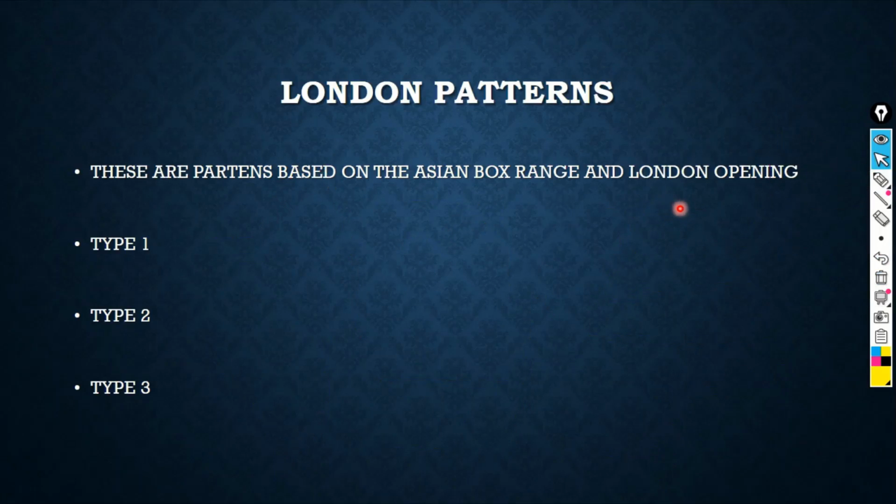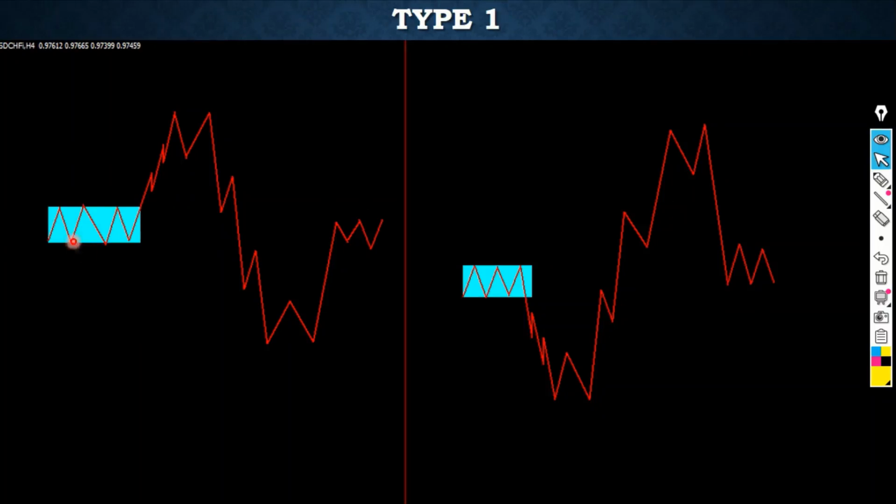So let's move forward. This is our type 1. This blue box is our Asian box. As you can clearly see, our aim was formed above the Asian range. In here you expect to sell, in here buy after 3 drops. Okay, you expect to buy in here, sell in here.